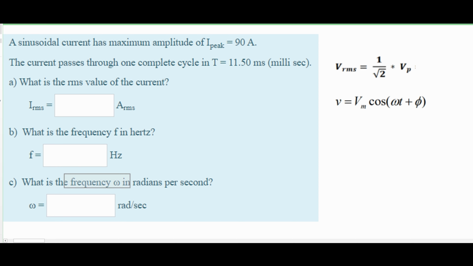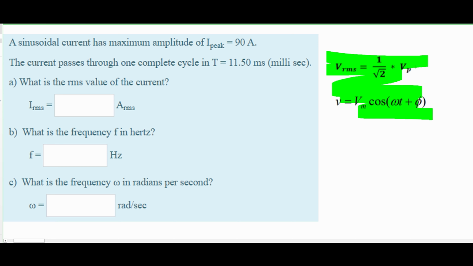The frequency W is our angular frequency, or omega. In looking at this, we are going to use these two formulas right here. They can be found in the notes linked below, section 9. And we're going to start with A first. So what is the RMS value of our current?